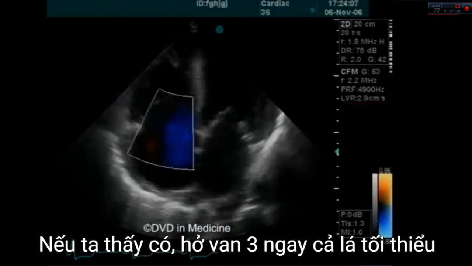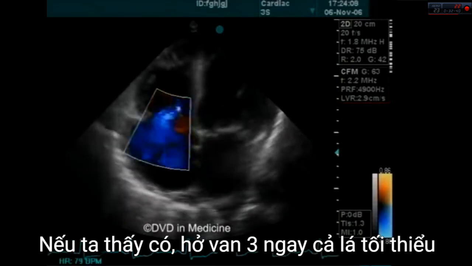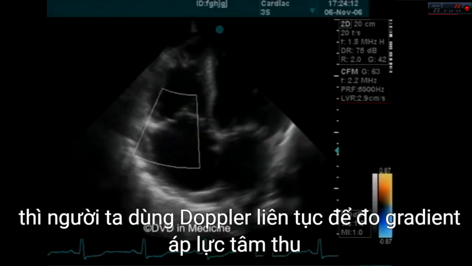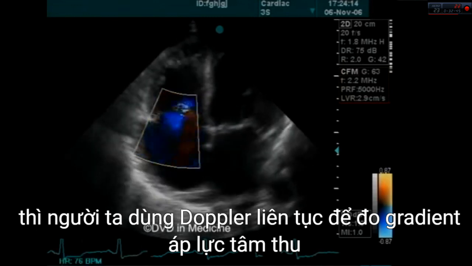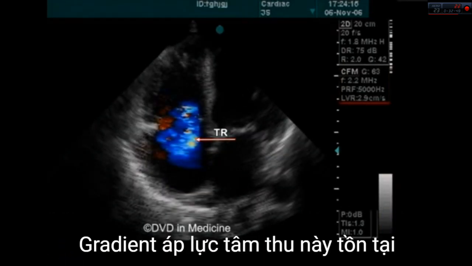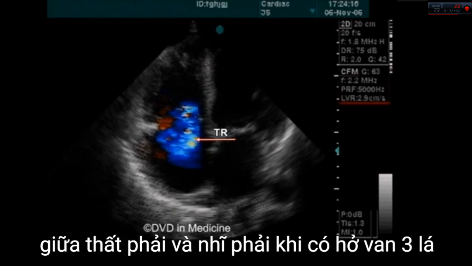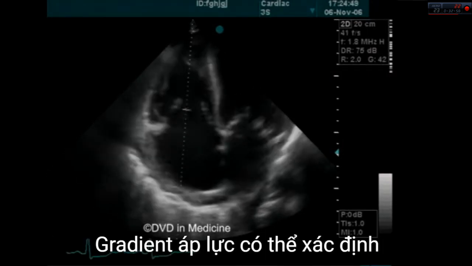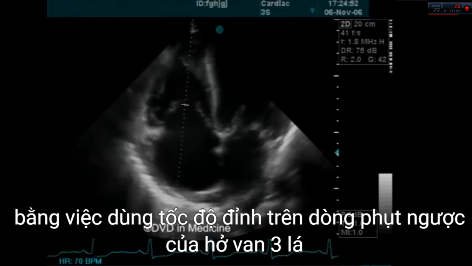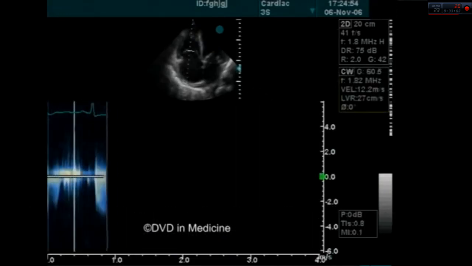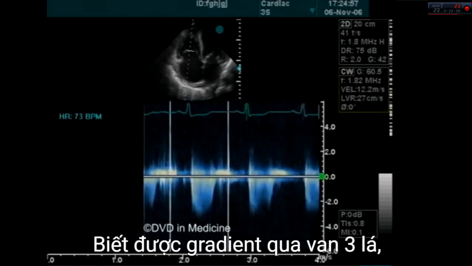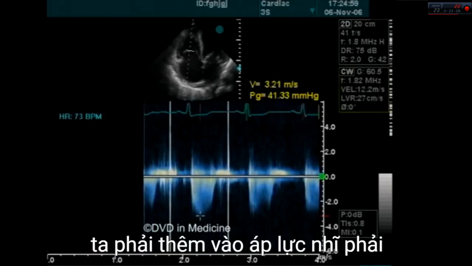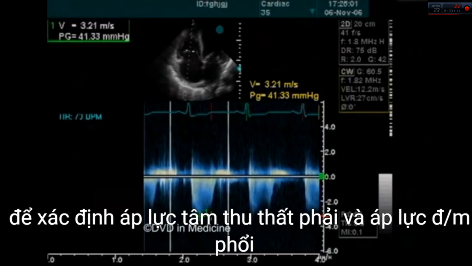If one has revealed even minimal tricuspid regurgitation, one should use continuous wave Doppler for measuring the systolic pressure gradient through the tricuspid valve. This systolic pressure gradient exists between the right ventricle and the right atrium in the presence of tricuspid regurgitation. The pressure gradient can be determined by using the peak velocity of the tricuspid regurgitant jet flow. Knowing the gradient across the tricuspid valve, one must add the right atrial pressure to determine the right ventricular systolic pressure and pulmonary artery pressure.